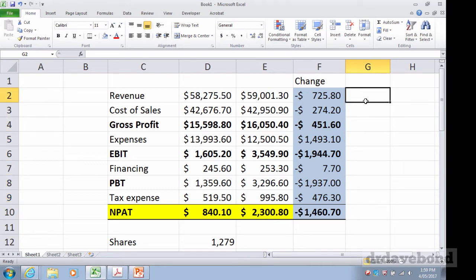Now, as a percentage, that tells us something. As a percentage, we'll use the early year as the base year. So that $750 million in revenue, that revenue drop, is a touch over 1%.